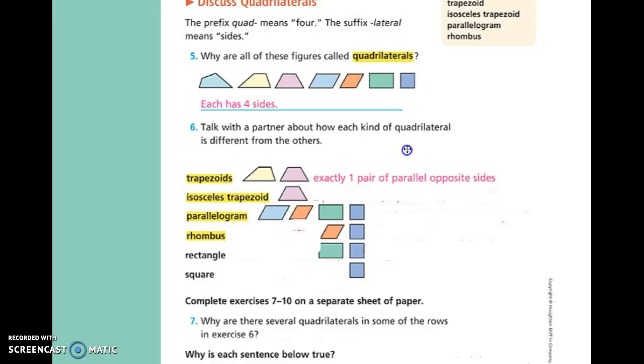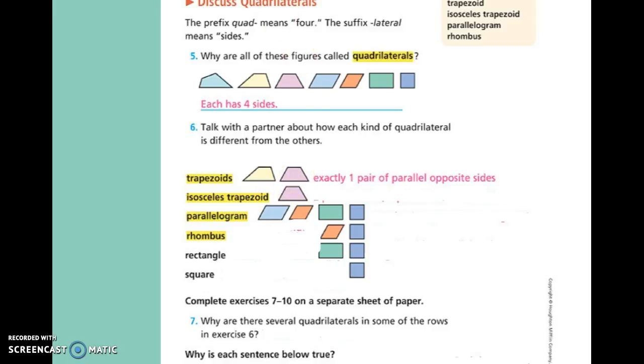Now, trapezoids have exactly one pair of parallel opposite sides. So remember we talked about parallel lines that never meet? They have exactly one set of them. So this line is parallel to this line. These two other lines on both of these are not parallel, okay? So that's what makes it a trapezoid. They have one set of parallel sides opposite each other, okay?